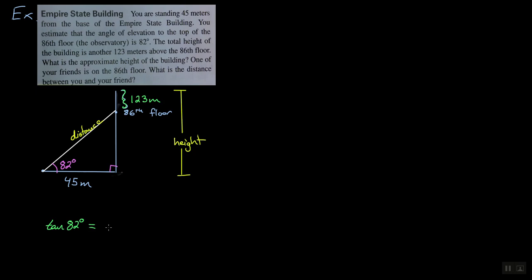Well, what's the opposite of my 82? Sure. I'm not going to use alpha only because alpha is typically an angle. Can I call this A? Cool. A over 45. So A is exactly equal to 45 times the tangent of 82 degrees.